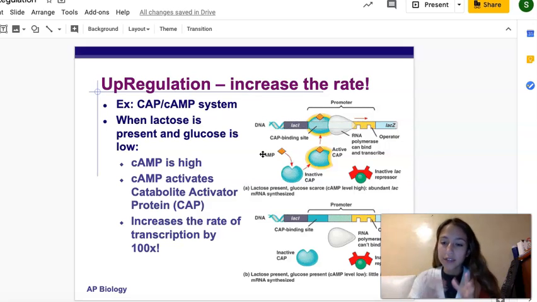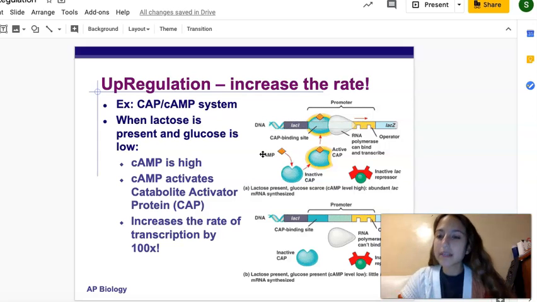So it does a lot of things in your signal transduction pathways, and it's going to do a lot of things in gene regulation. Basically, when you have very low glucose, there's not a lot of glucose in the environment, there's actually a lot of cyclic AMP, cAMP. So there's that inverse relationship. Very low glucose, a lot of cAMP. So cAMP is an activator.